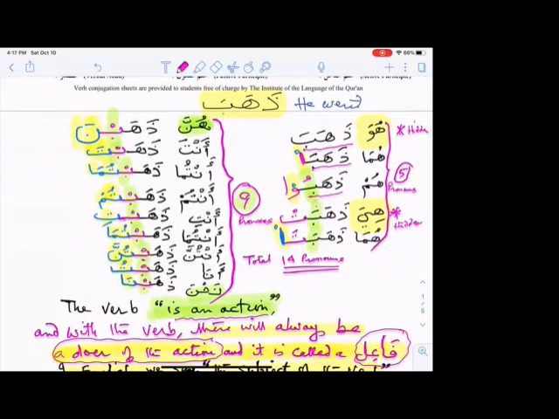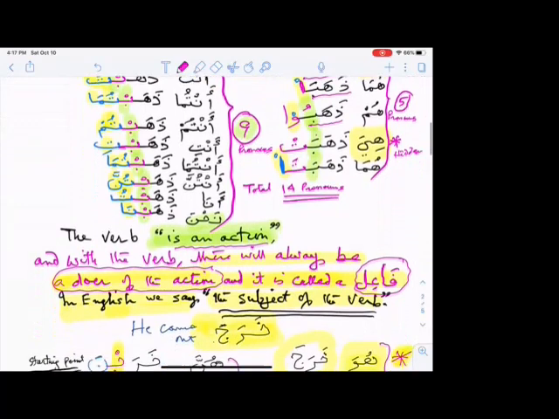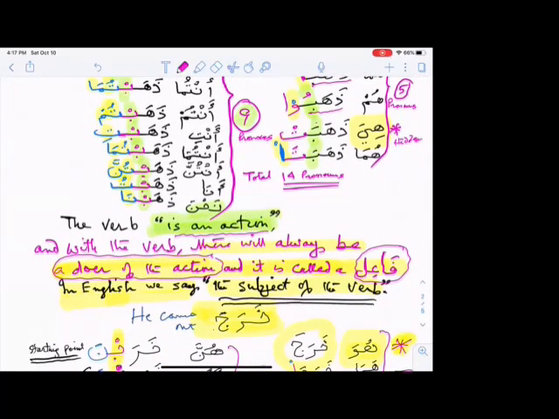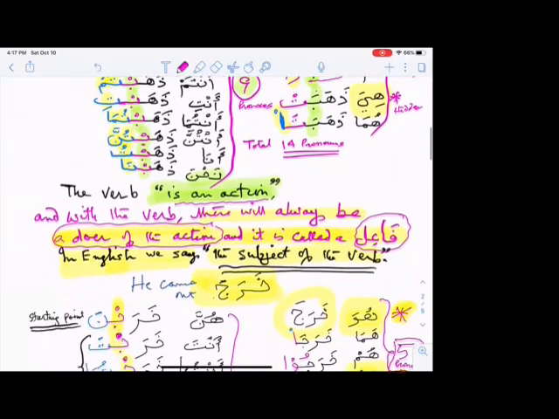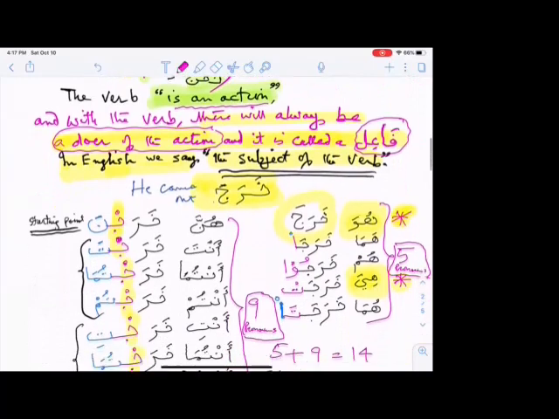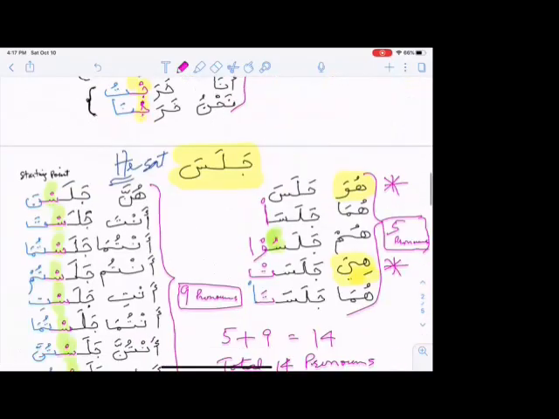The verb is an action. With the verb, there will always be the doer of the action, and it is called fa'il. In English, we say the subject of the verb. Fine. So this is all that I want to tell you.